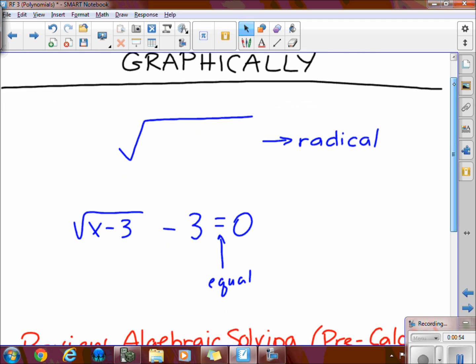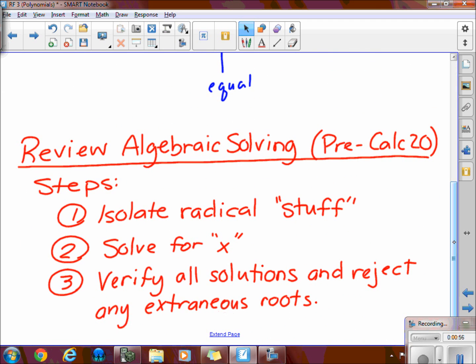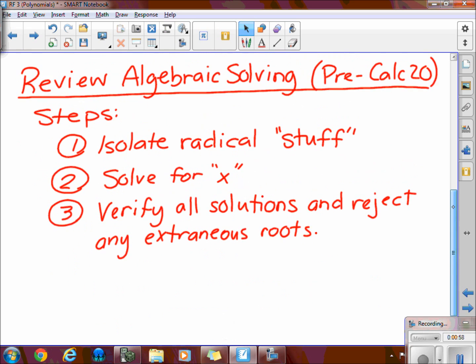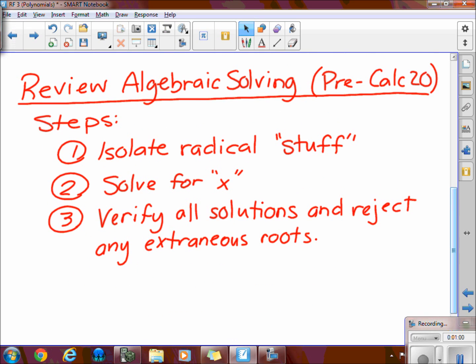Let's review the steps for algebraically solving these radical equations. The first step is to isolate the radical stuff. For lack of a better word, we're just using stuff. That means anything that's under the radical sign, try to get it on one side of the equal sign. Then we solve for x.